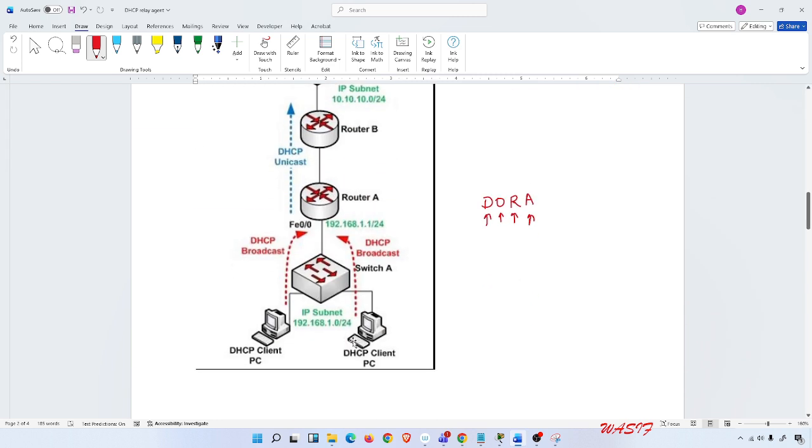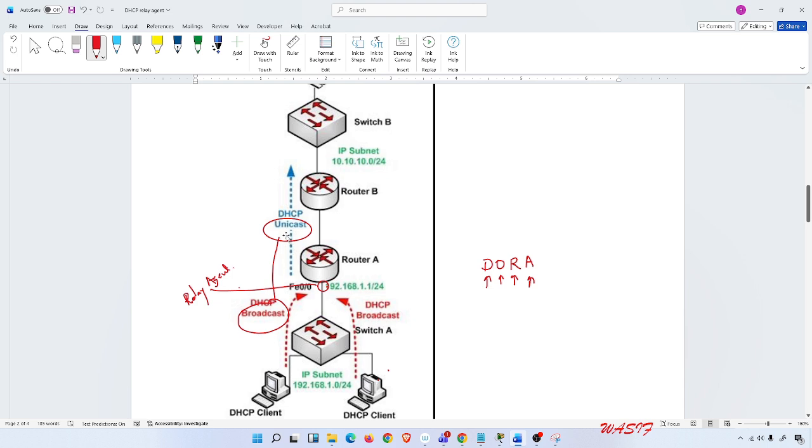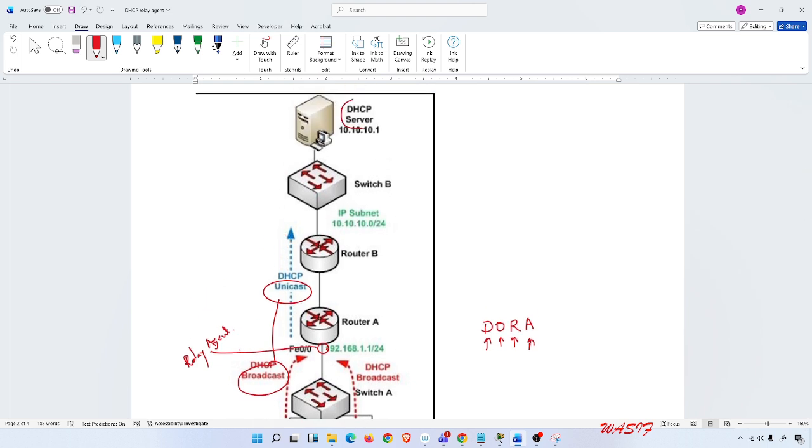So if you look at here, your client sends a broadcast, which is a DHCP discover. The router has a relay agent here. Do not get confused with RA, because that can be used in IPv6 as well. The relay agent will convert the broadcast. So if you look at here, the broadcast has been converted to unicast, and it will travel all the way to your DHCP server.